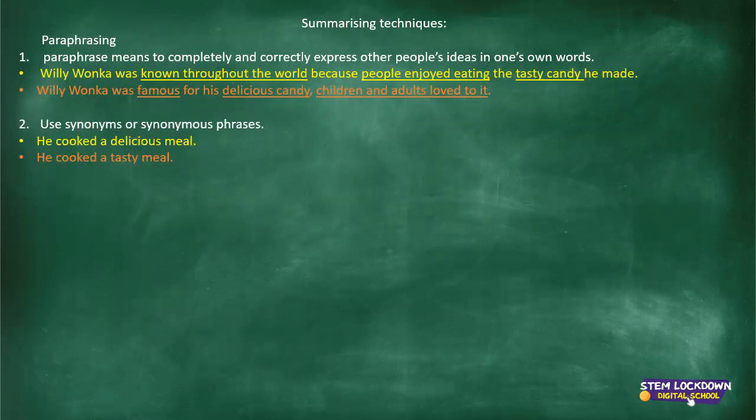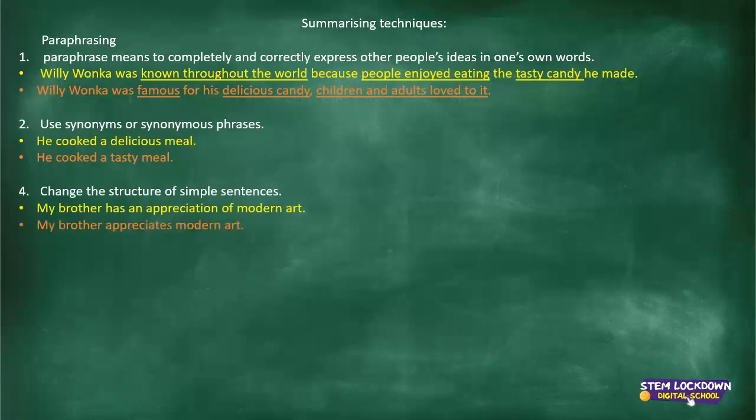Secondly, you must use synonyms or synonymous phrases, okay? So this is very similar to what we have done with paraphrasing. So here we said he cooked a delicious meal, and then we said the same thing, but we used a different word that means the same thing. Instead of saying delicious, we said tasty. Tasty and delicious are synonyms, okay? By that we mean there are words that mean the same thing. So he cooked a delicious meal, he cooked a tasty meal, same thing, just different words, okay?